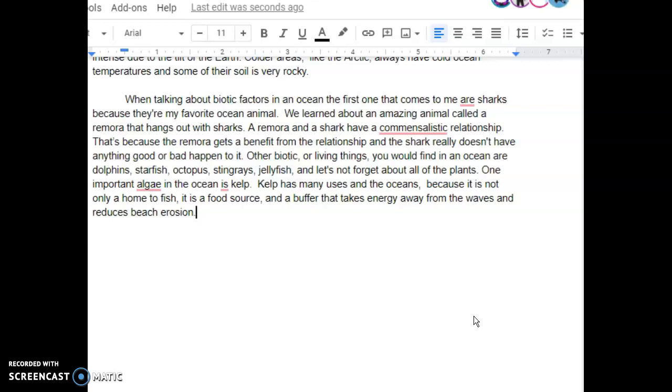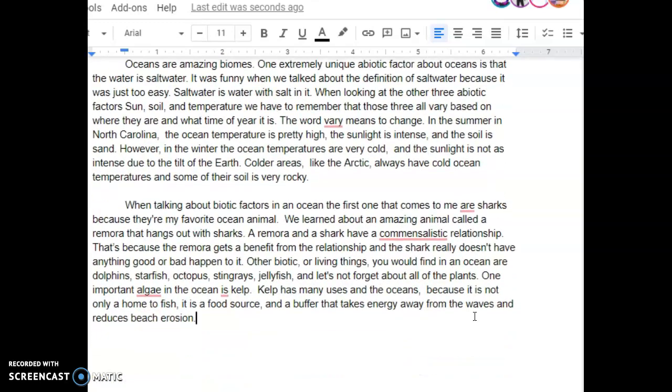Is that super hard to do? It is not hard to do. Do you have to write it exactly like mine? No. Can you focus on completely different things about the ocean? Yes, but somewhere in there you should mention salt water. I mean, that's the most important abiotic factor. You might choose different biotic factors than I did, and that is okay.